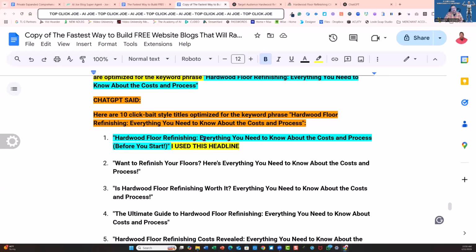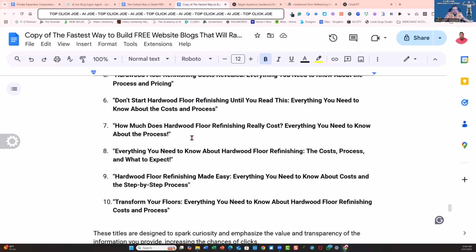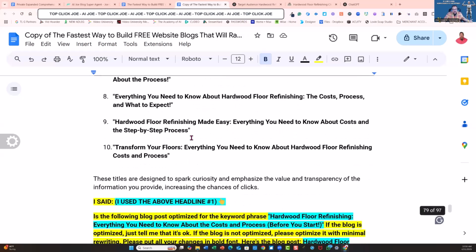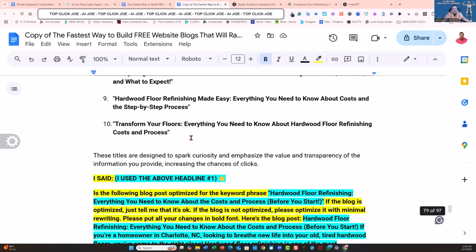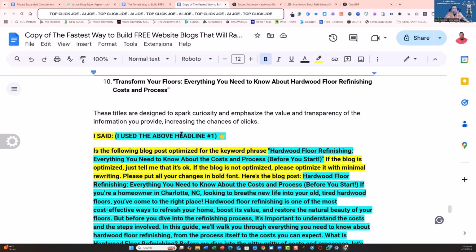But that doesn't make sense. It makes more sense at the end. Before you start your hardwood floor refinishing, I'm not going to get into all that. I got to think too hard. It looks good at the end, okay? So all these other ones were really good too. I liked all of them, but I chose this one, and that's what I'm telling you up here. I use the above headline number 1 up there, right?